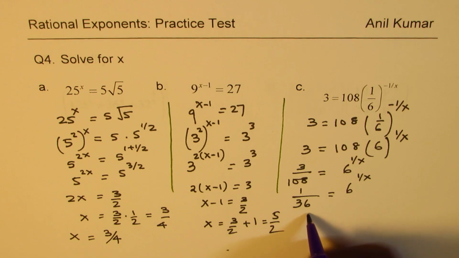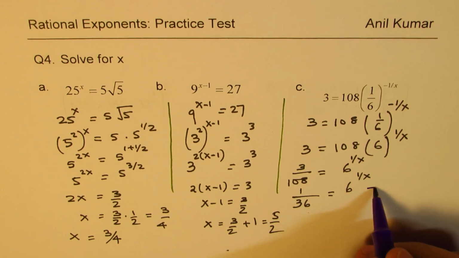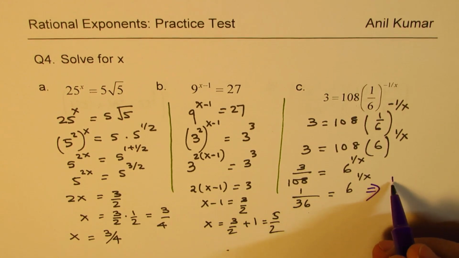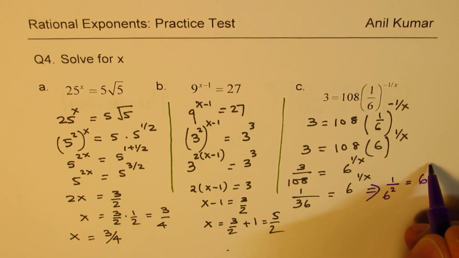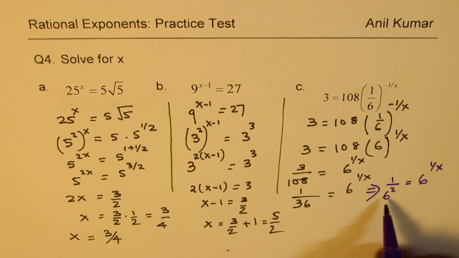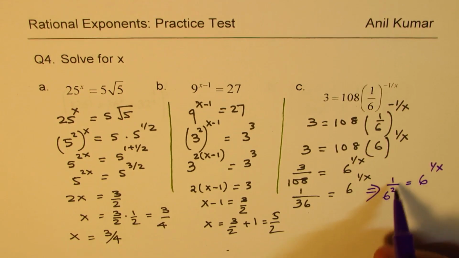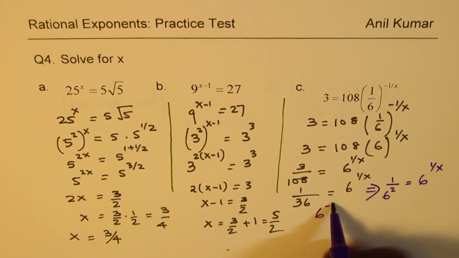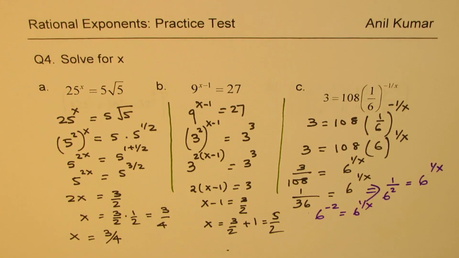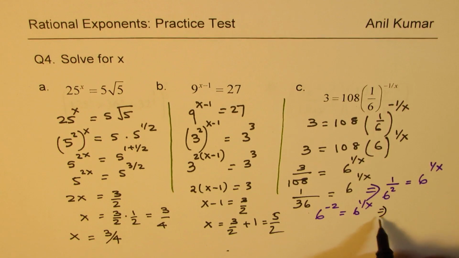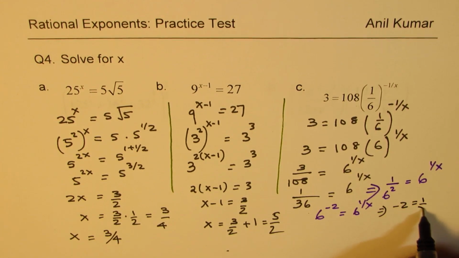Okay, so I could write this, since there's less space, let me write here. We could write this as 1 over 6 squared equals 6 to the power of 1 over x. Now this basically means 6 to the power of minus 2, right? So we have 6 to the power of minus 2 equals 6 to the power of 1 over x. And that basically means minus 2 is 1 over x.